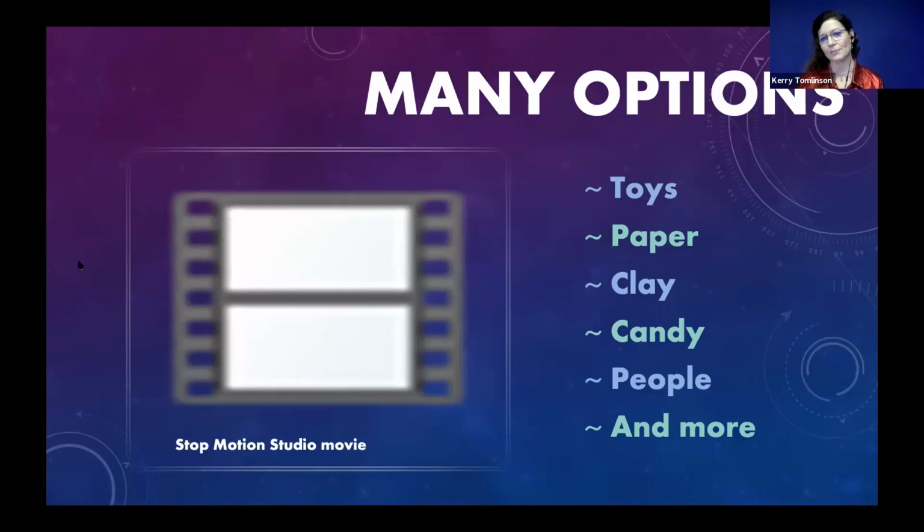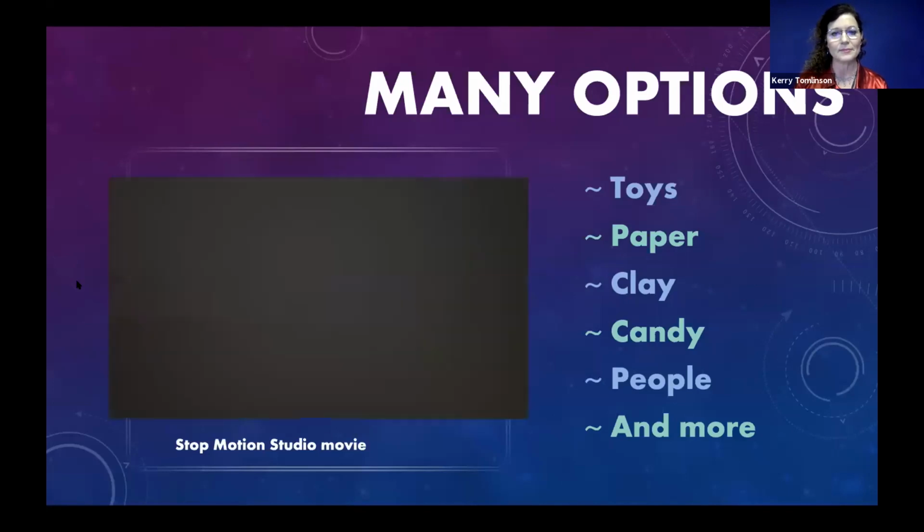Let's look at the many options for the media that you can use. You can use toys, you can use paper, you can use clay, candy, people, and many, many more things. Dry erase boards, wooden figurines, mix the media. We just were looking at something with knitting. I mean, there are many things you can do, any object. Let's look at this little stop motion studio movie that someone else made with paper so you can see what kind of ideas you can get.